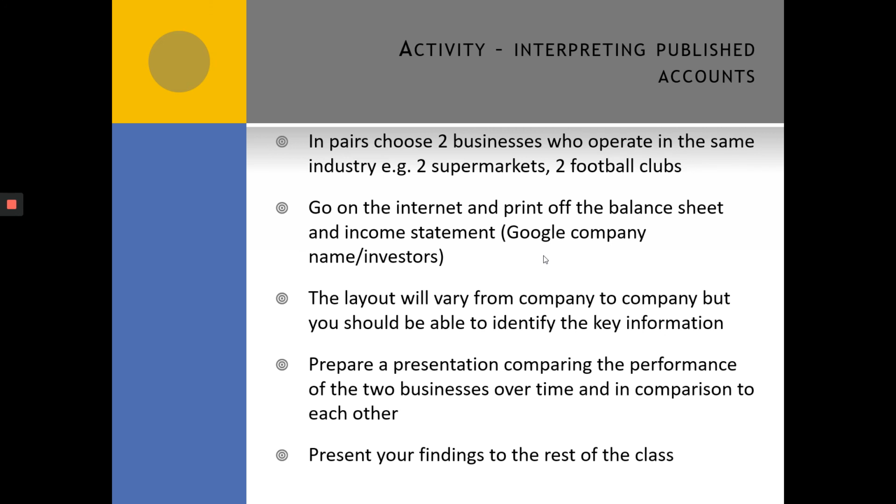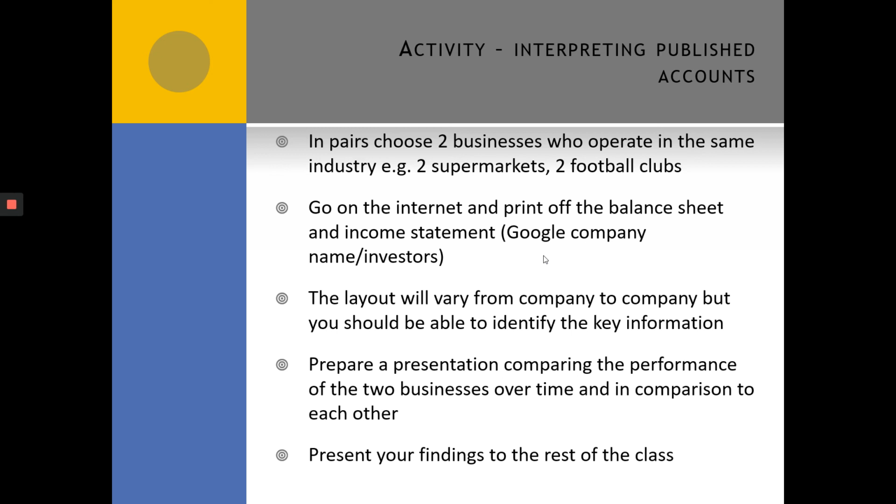Okay, so I've got an activity for you to do. So if we were in school, I would put you together in groups and you would be looking at two separate businesses within industry. So you could pick two supermarkets or two football clubs, and I would get you to print off the balance sheet and income statement and compare them together. As you're working from home, what I'd like you to do is to just pick two businesses and pick an industry that you're particularly interested in. So you could pick Netflix and Disney, for example.